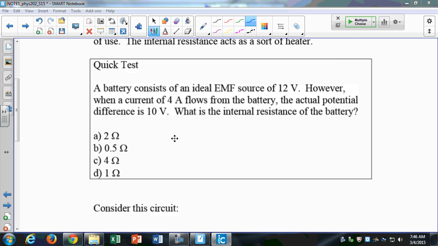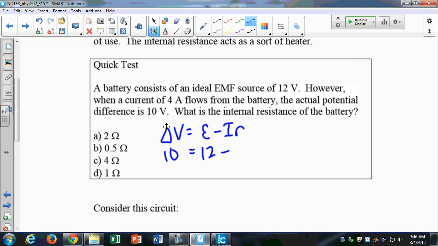All right, so the internal resistance is the answer. Did I mark that correct? Yeah. So my delta V, that's my terminal voltage, is equal to E minus IR. I know this is 12. I know this is 10 minus I, which is 4. And so R has to be a half an ohm to make that true.